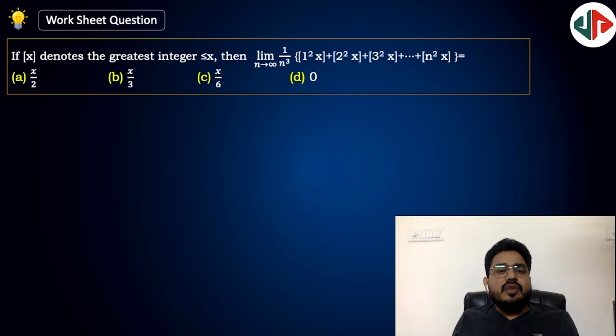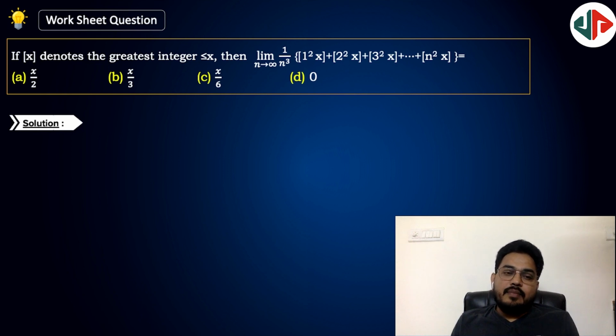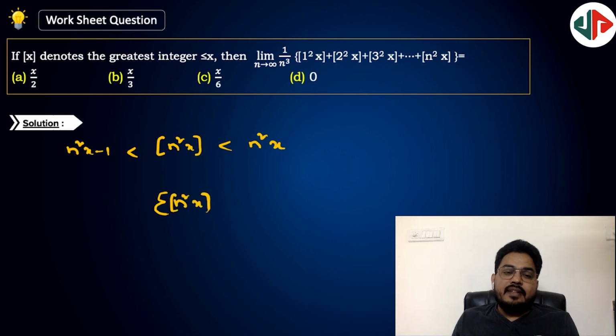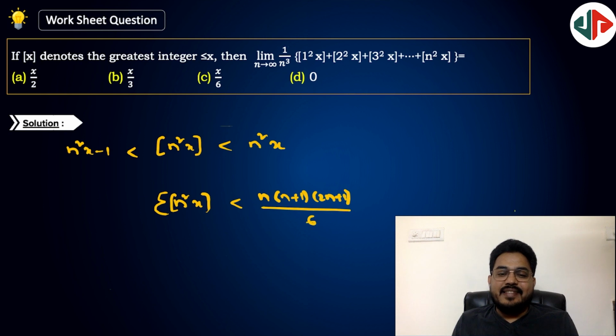If step x denotes the greatest integer less than or equal to x, what is this value equal to? So here you need to go ahead with this. Step of n square x is always less than or equal to n square x, and greater than n square x minus 1. So when you apply this, sum of step of n square x will be n into n plus 1 into 2n plus 1 by 6x.